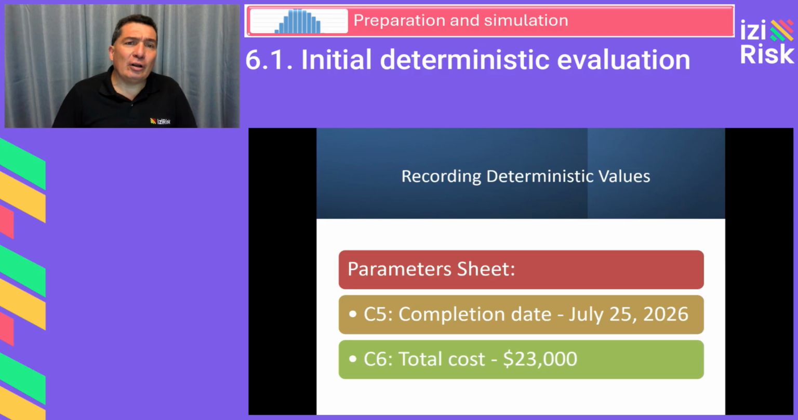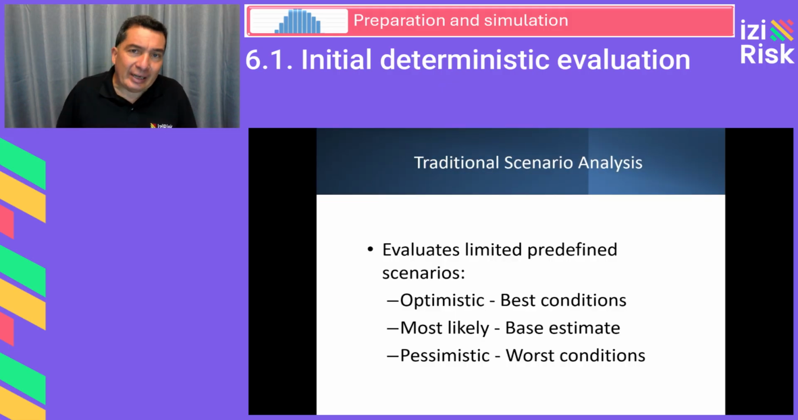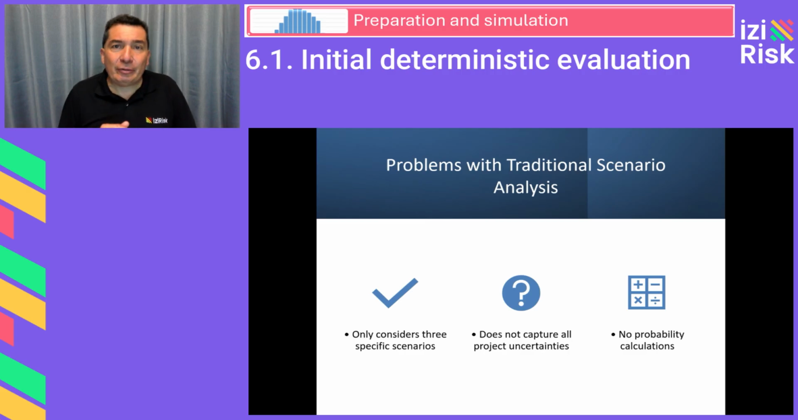One major limitation of the deterministic model is that it does not allow for scenario evaluation or probability calculation. To address this limitation, we will explore two different approaches. Approach one is the traditional scenario analysis. Scenario analysis is a technique where a limited number of predefined scenarios are evaluated. The three most common scenarios are the optimistic, the best possible conditions; the most likely, the base estimate; and the pessimistic, worst possible conditions. Problems with traditional scenario analysis: it only considers three specific scenarios, ignoring many other possible combinations.